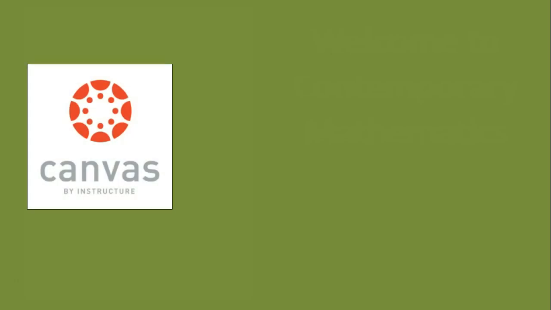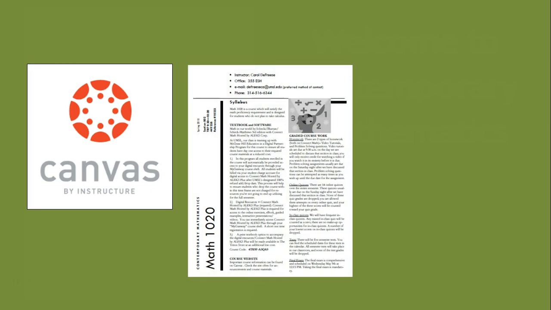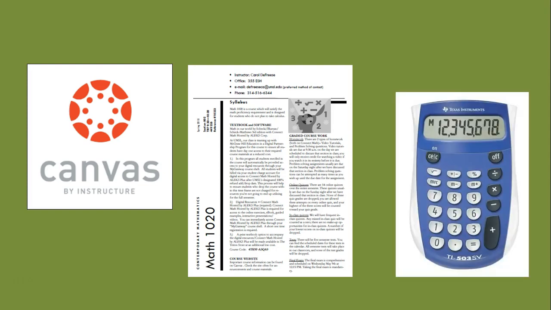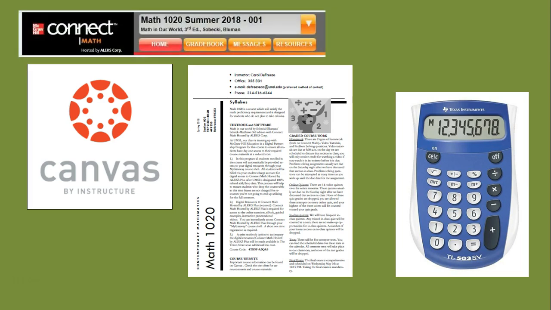We'll be using Canvas this semester to keep track of our grades and also to do our testing. You'll find our syllabus on Canvas, and you want to read that over before our first class meeting. You'll notice in the syllabus that you are allowed to use a calculator for this class, but it needs to be a 4-function calculator. And we'll also be using Connect Math this semester for some of our graded coursework.